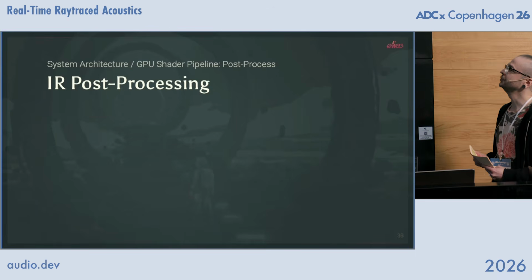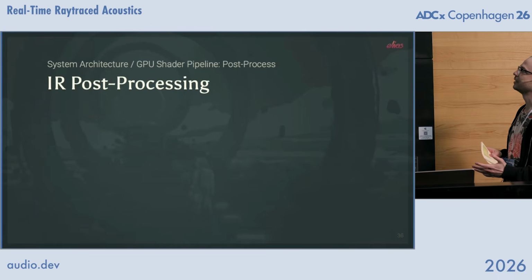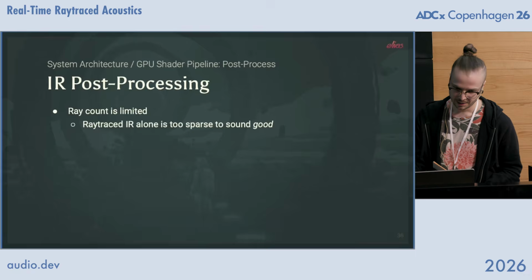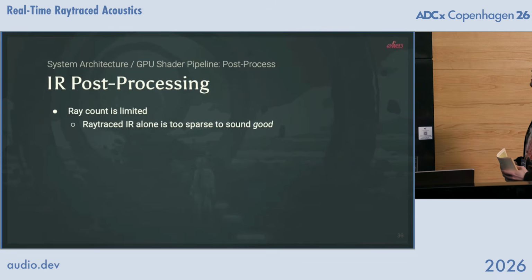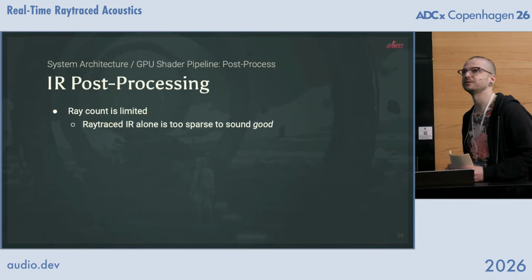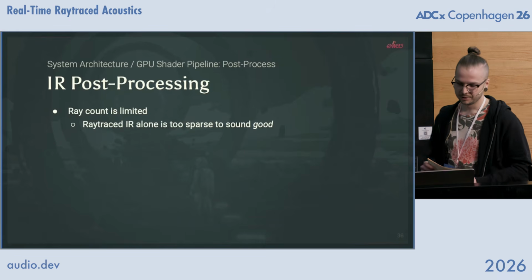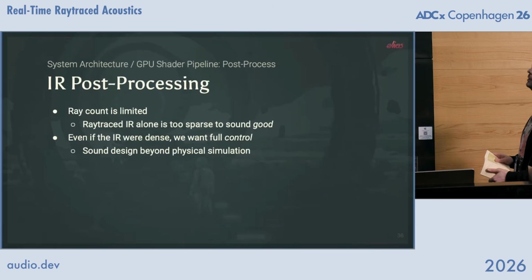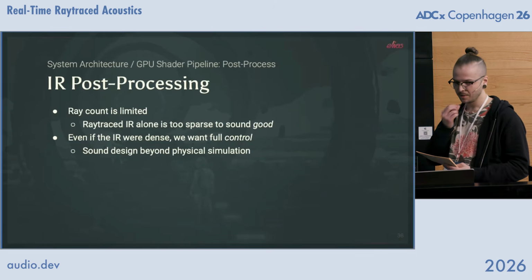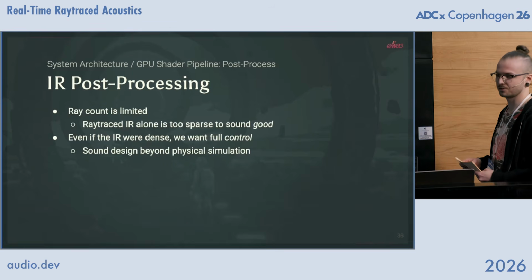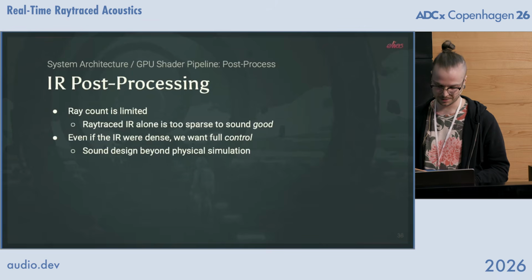So if you would use the impulse response that you got directly from the ray tracing, it might not sound that good because you will always have a very limited ray count. Even if we shoot hundreds of thousands of rays, it would still be a pretty sparse late tail in the impulse response. And even if the impulse response turned out to be dense enough, we would prefer to have full control so that we can actually use this as a creative sound design tool and not just a rigid physical simulation.